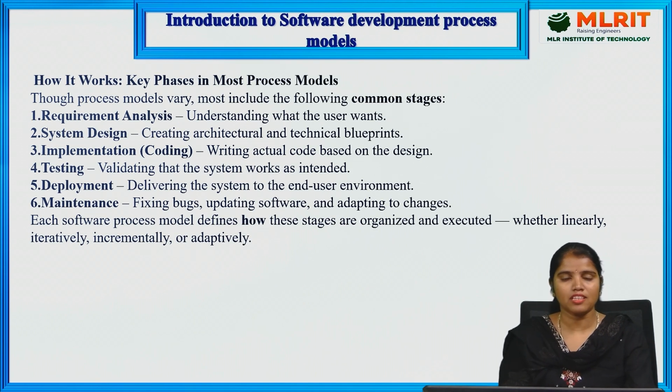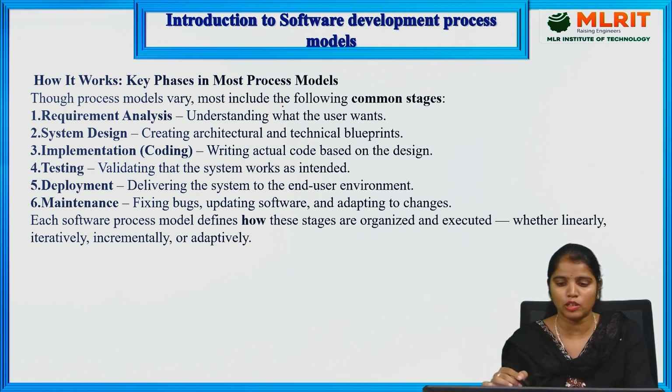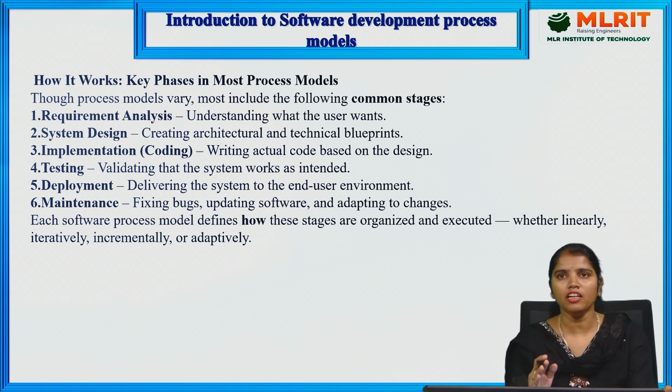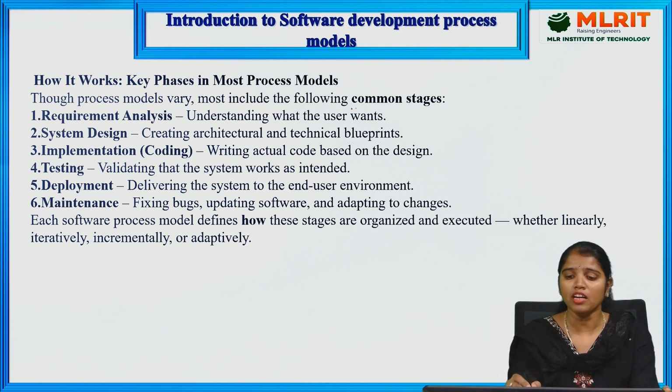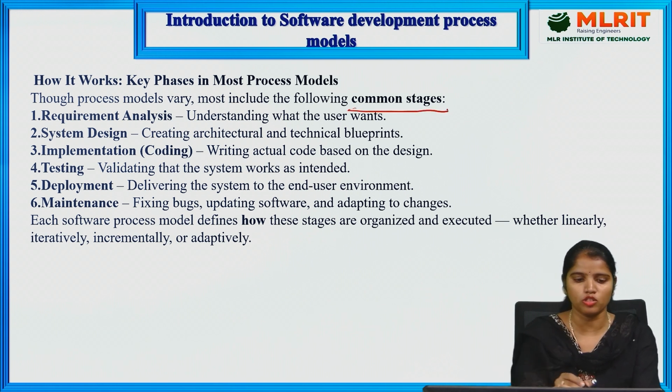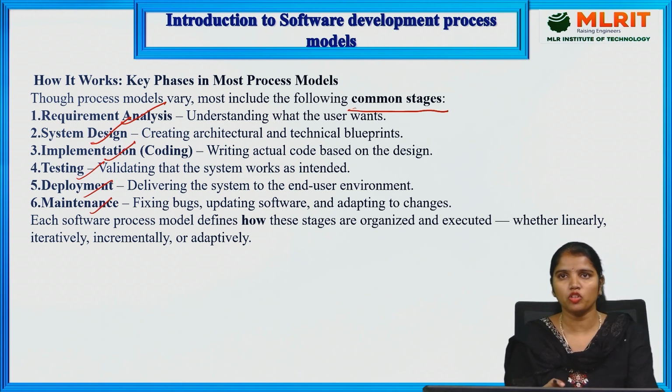Now let us discuss how it works. What are the key phases in these process models? Though process models may vary, most include common stages. We have the waterfall model, agile model, spiral model, V model and RAD model. These are the different process models. Even so, they share common stages like requirement analysis, system design, implementation, testing, deployment and maintenance.